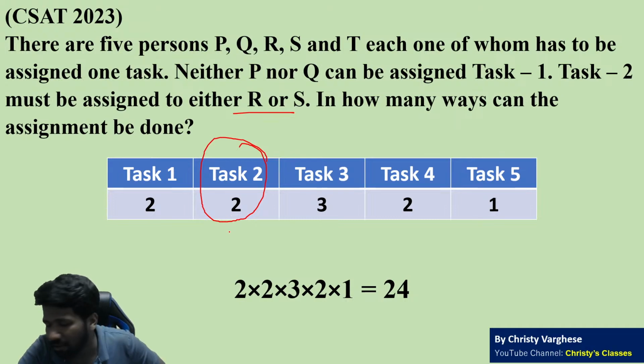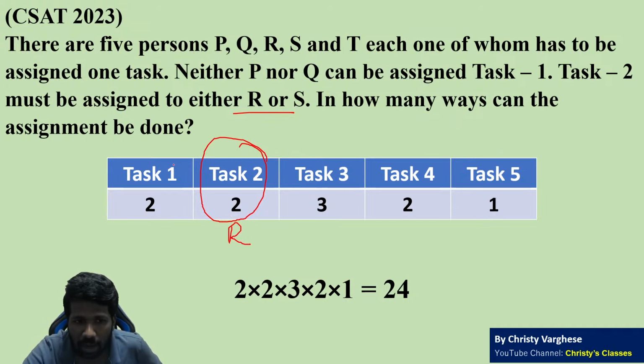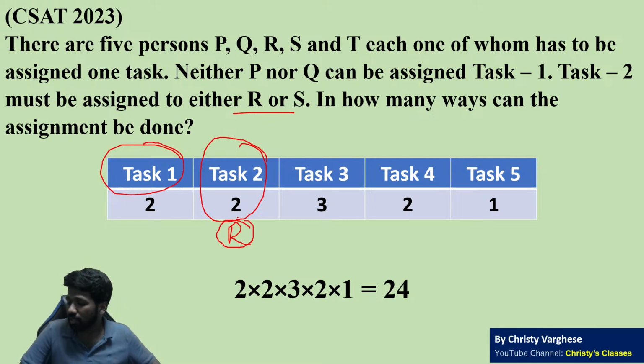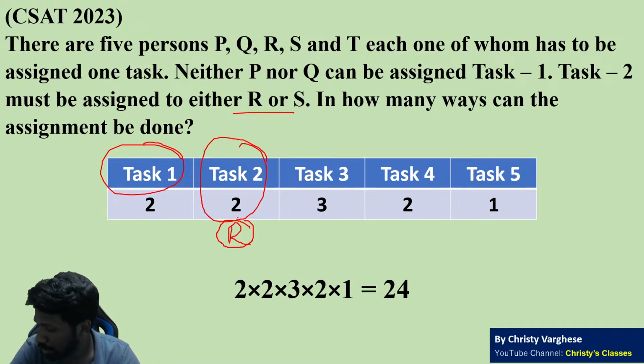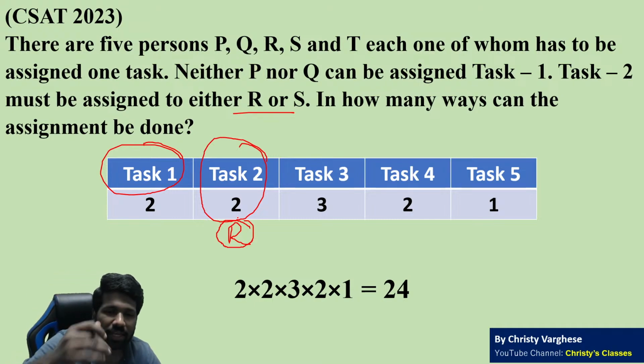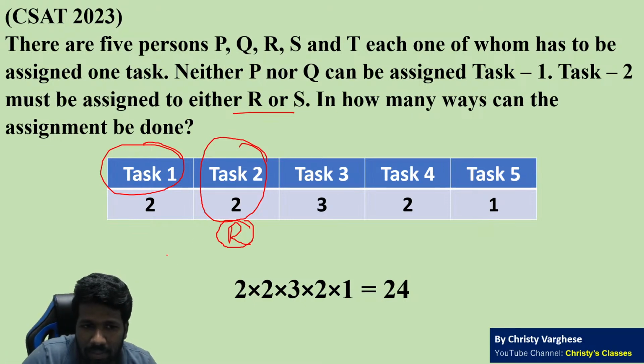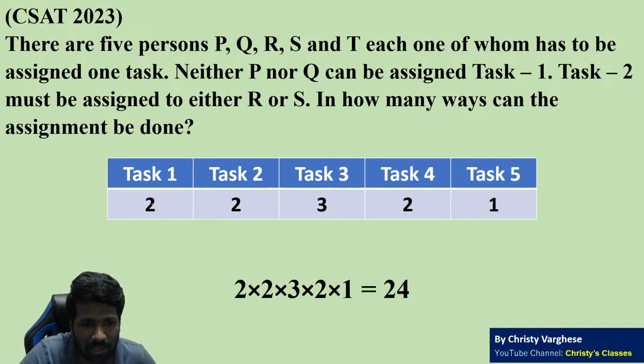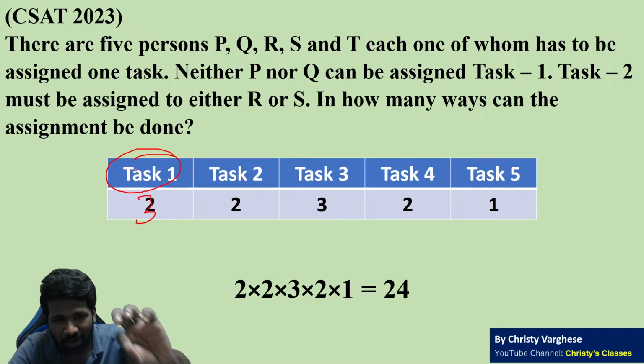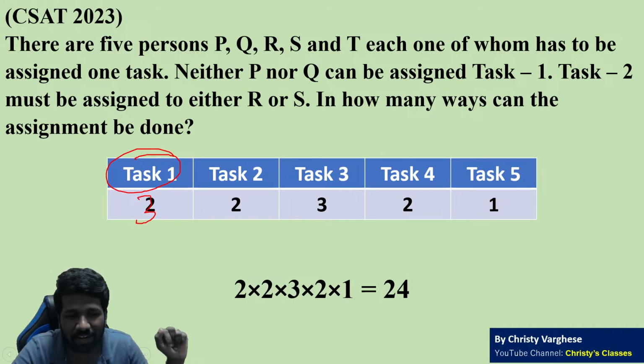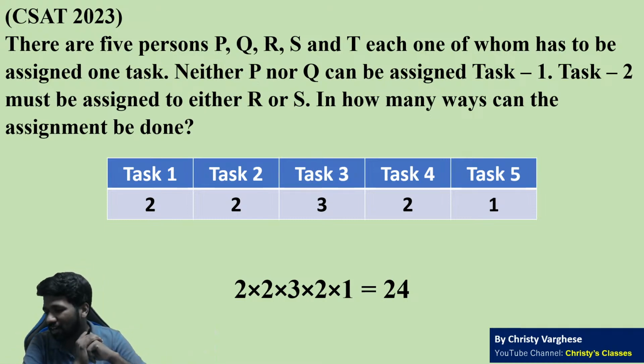So for example, if I am giving it to R, now we are trying to fill task 1. Task 1 cannot be given to R because R is already assigned task 2 now. That is why task 1 has only 2 choices remaining. The reason it is not 3 choices is because I started from task 2. Yes, you are right that 3 choices will be there if you start from task 1. But I don't want to go into that solution because this solution and that solution will confuse you.